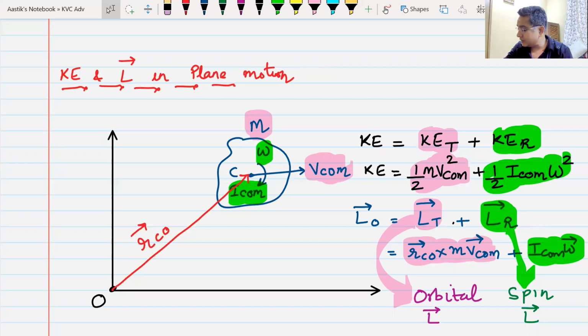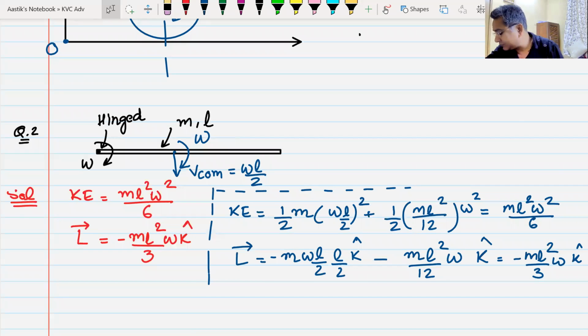Do we remember this? And then we saw how we can find out or convert a pure rotational motion into a combination of rotation plus translation. Do we understand this? Yes or no?